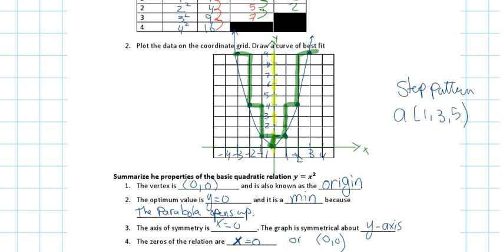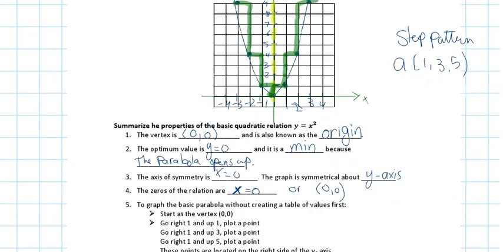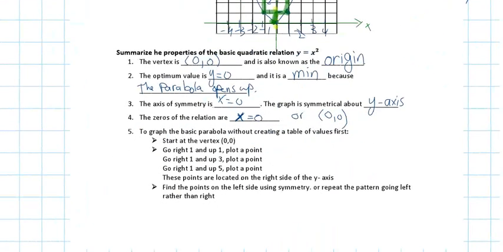Okay, so if you see here, you start at the vertex, you go right 1, up 1, to the right 1, up 3, to the right 1, and up 5, to the right 1. And then you can do the same thing on the left side.